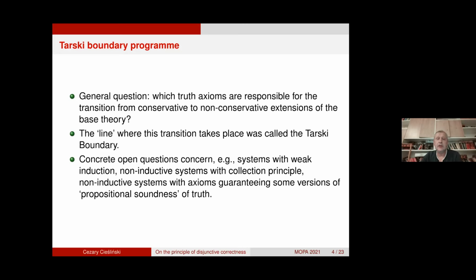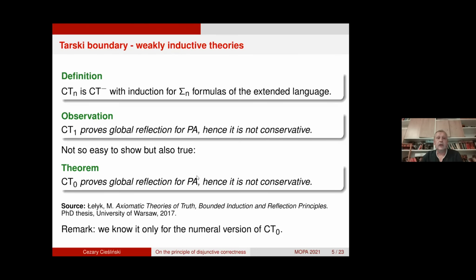These problems concern systems with weak induction, non-inductive systems with collection principle, non-inductive systems with axiom guaranteeing some version of propositional soundness of truth. Some of these problems will be formulated and described in this talk, at least that's the plan.